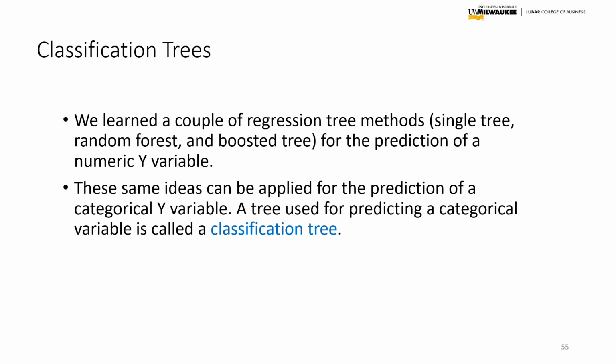So let's actually now talk about trees. We learned a variety of regression tree methods, a single tree, a random forest, a boosted tree for predicting a numeric Y. Now the same ideas can be applied to a categorical Y. And when we are predicting a categorical Y, it's called, instead of a regression tree, which we saw earlier, a classification tree.